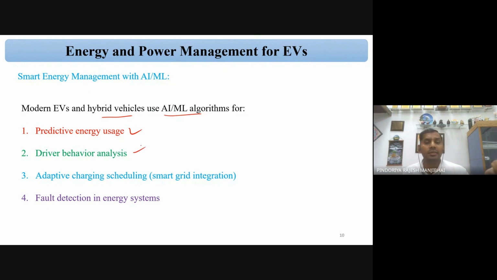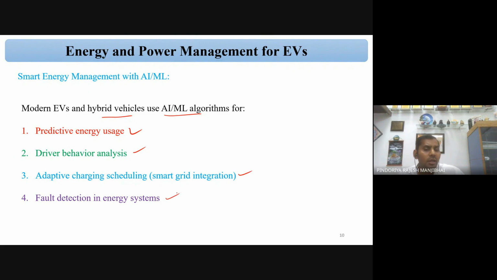Driver behavior analysis. So we can also see the driver behavior. Maybe the driver is an expert at driving the vehicle, maybe he is average. Adaptive charging scheduling: there is smart grid integration. Normally people charge the vehicle during the night time, so they have to pay a lesser amount. Otherwise, from morning time to evening time, there is a peak load demand, so you have to pay more for your charging. Okay.